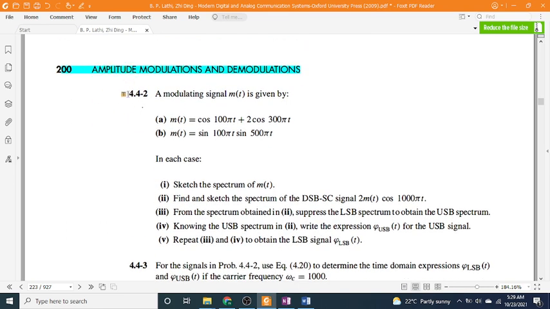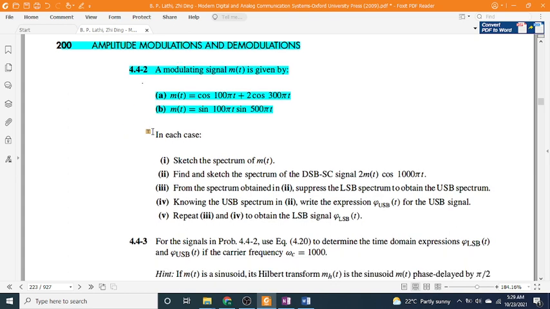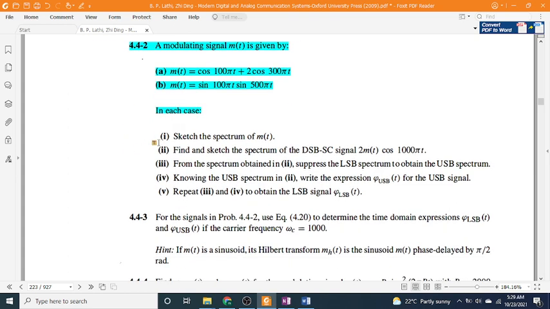Problem 4.2-2, amplitude modulations and demodulations. 4.2-2: A modulating signal m(t) is given by (a) m(t) = cos 100πt + 2 cos 300πt, (b) m(t) = sin 100πt sin 500πt. In each case, 1. Sketch the spectrum of m(t). 2. Find and sketch the spectrum of the DSB-SC signal 2m(t)cos 1000πt.